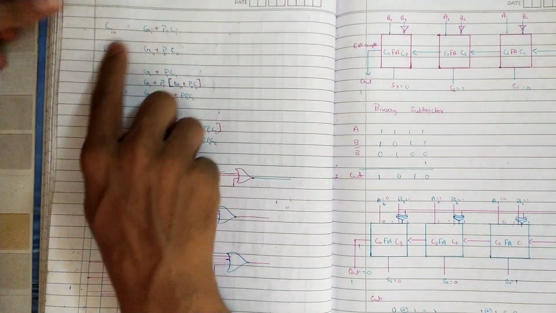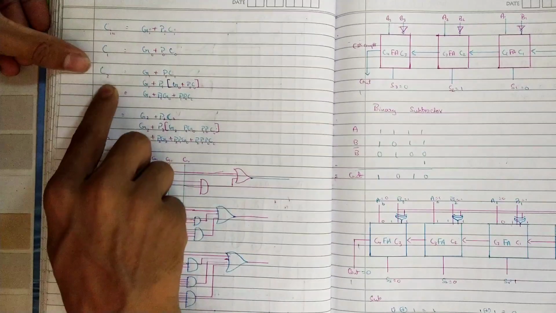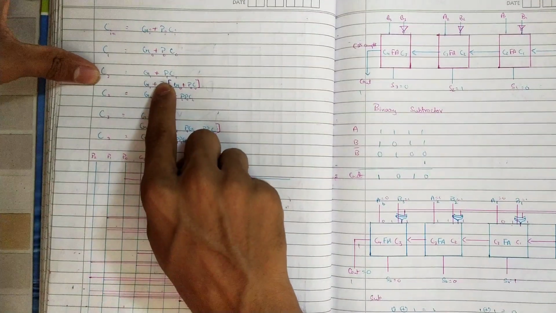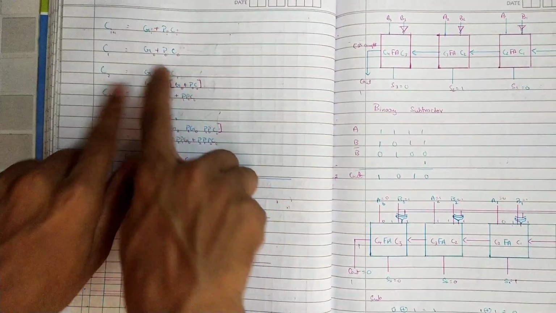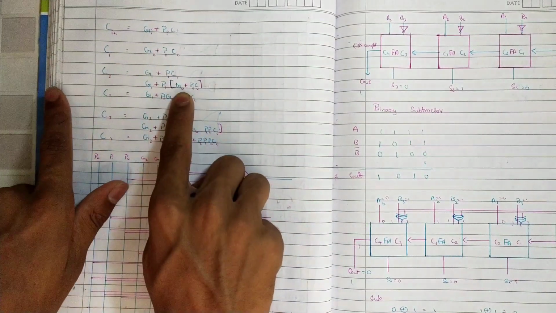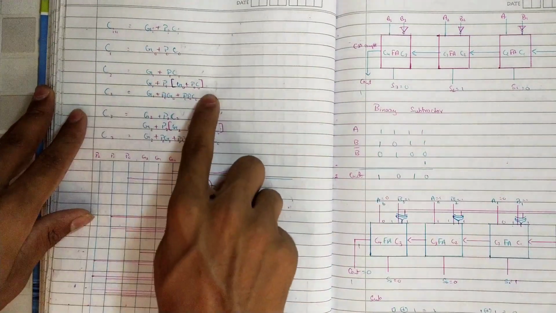So see here, one thing to be careful: here only substitution works. So the C1 value you got over here, C2 is equal to G1 plus P1 into C1. Now here you cannot leave it as it is. You know the value of C1 which you got here, so you have to substitute that value here and multiply. From that you will get one value, that is your C2 value.